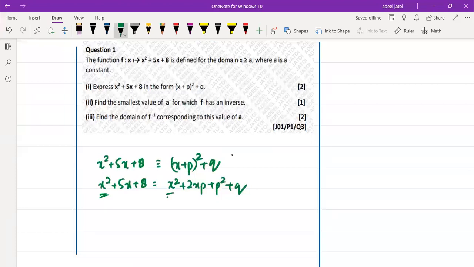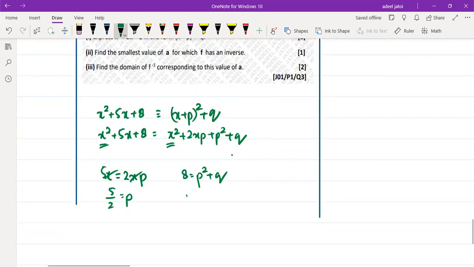X square does not have any value, but I can see that 5x has 2xp. So 5 upon 2 is equal to p. 8 is equal to p square plus q, so 8 is equal to (5 upon 2) whole square plus q, that is 25 upon 4. So 25 upon 4 should go on the other side to become q. 8 fours are 32, 32 minus 25 will be 7 upon 4, as q.